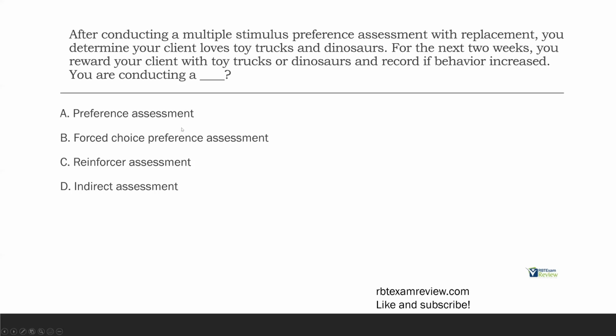It's not a preference assessment. You already did that. It's not a forced choice preference assessment. You already did your preference assessment. It's not an indirect assessment because you're directly working with the client. It's going to be a simple reinforcer assessment. Hey, these stimuli that the client likes, do they have any effect at all on behavior? Let's find out. Can we use them as reinforcers? Well, if the behavior increases, then yes. If the behavior doesn't change or behavior decreases, then no.